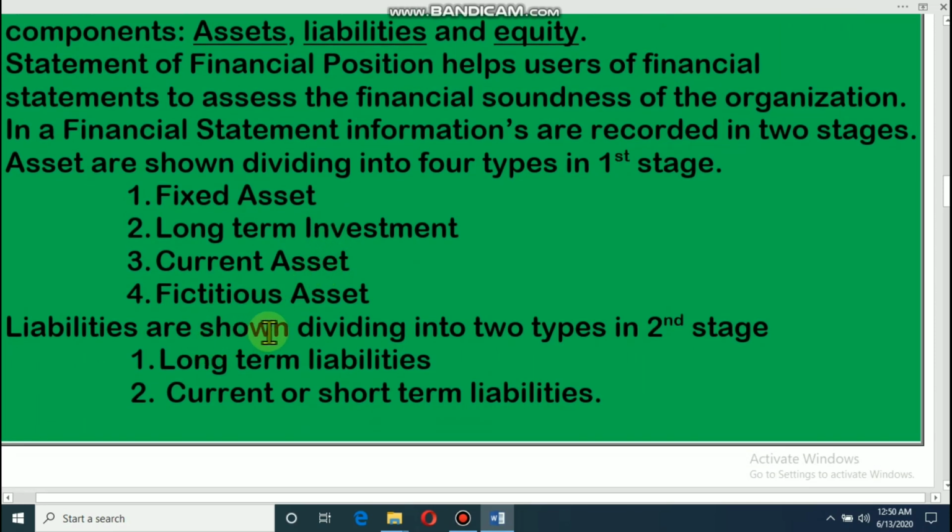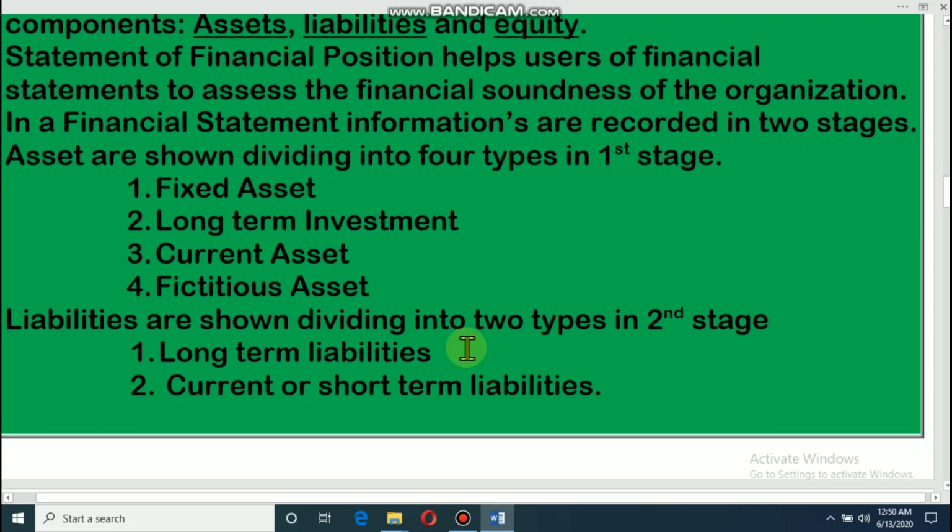And liabilities are shown divided into two types in the second stage. Dear student, the two types of liabilities are long-term liabilities and current or short-term liabilities. Keep it in your mind. In financial statement, we will write the asset in four steps: fixed asset, long-term investment, current asset and fictitious asset. On the other hand, we will write the liability in two steps: long-term liabilities and current or short-term liabilities.